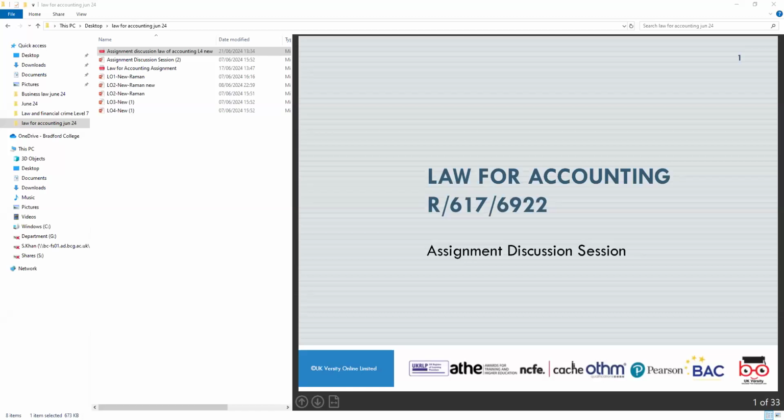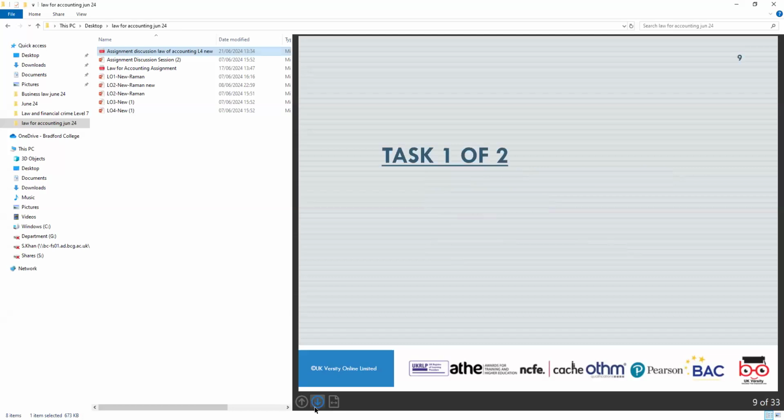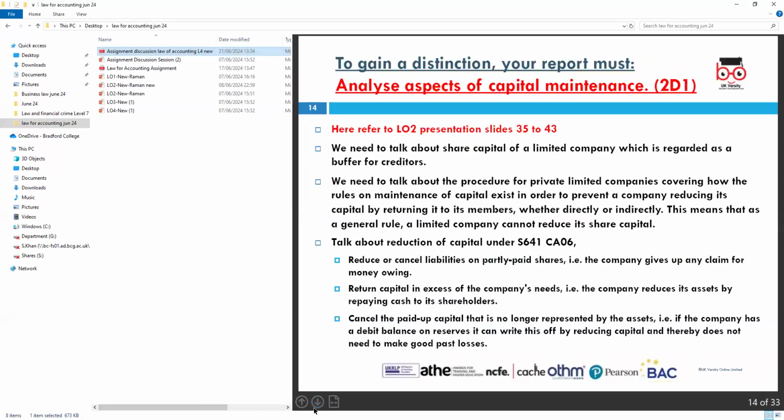Yes. Can you see the assignment discussion? Yes, now we can see the assignment discussion. Let's have a look. We're on page, sorry, page 14. Okay, so can you see page 14? Yes. Okay, so here you need to answer the distinction one.